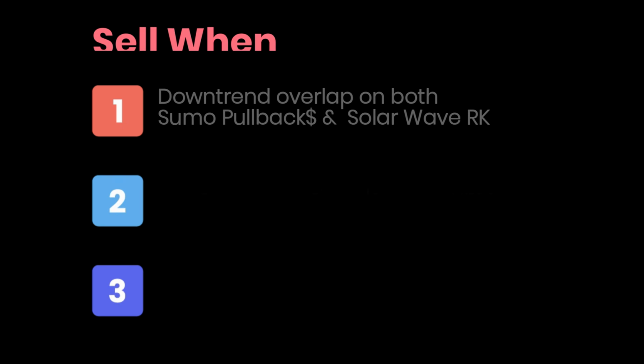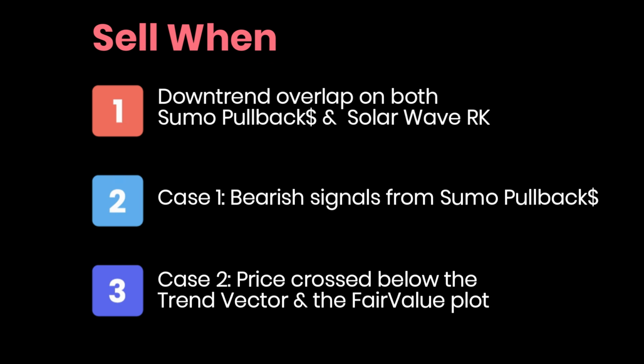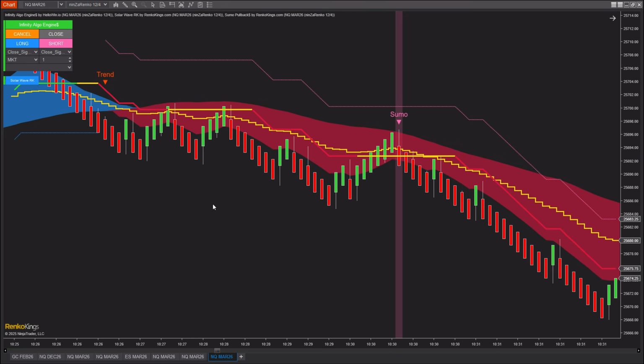Next, we'll move on to setting up the sell signal. Below is the checklist for entering sell trades, and in terms of logic, the sell setup is essentially the same as the two buy setups we just covered, with all conditions simply reversed to the downside. Similarly, we need to confirm that both the solar wave RK and the sumo pullback are in a clear downtrend, ensuring that the overall market context supports sell signals.